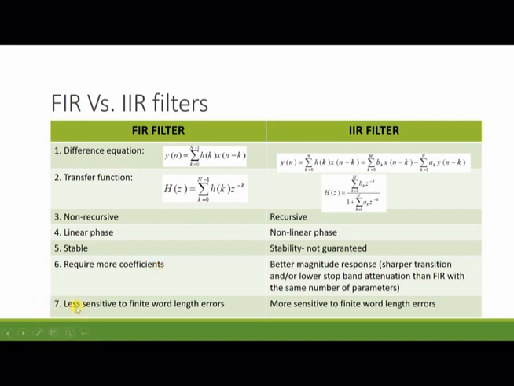An advantage on the part of the FIR filter is that it is less sensitive to finite word length errors, whereas IIR filters are more sensitive to finite word length errors.